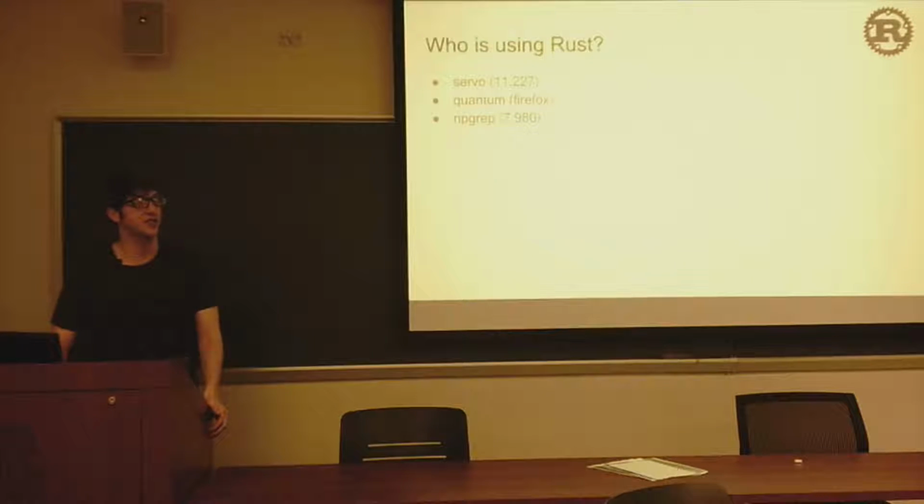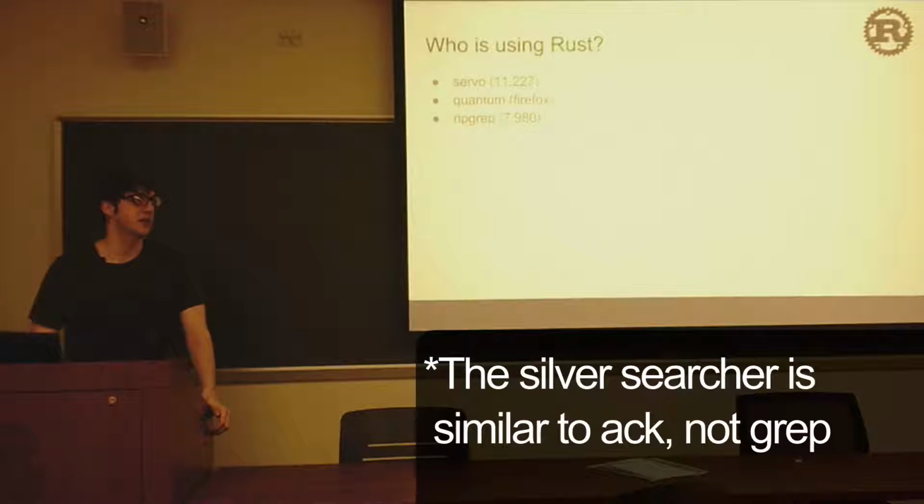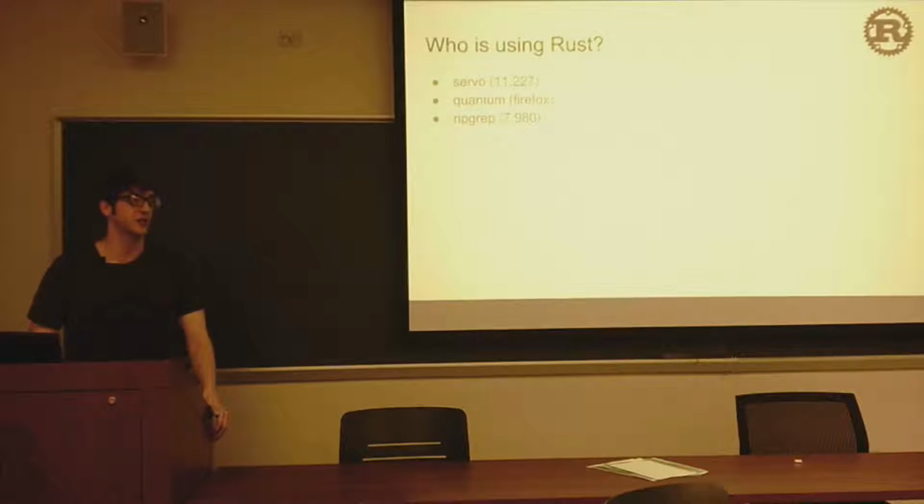ripgrep, which is the fastest file searching program known to man. So if you've used grep, then ripgrep's very similar. You may have heard of the Silver Searcher, which is a rewrite of grep in C. ripgrep is faster than the Silver Searcher. It is the fastest file searcher out there.